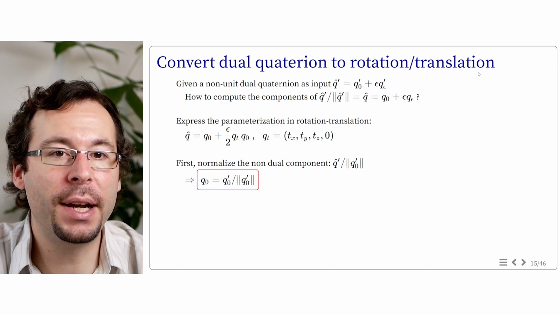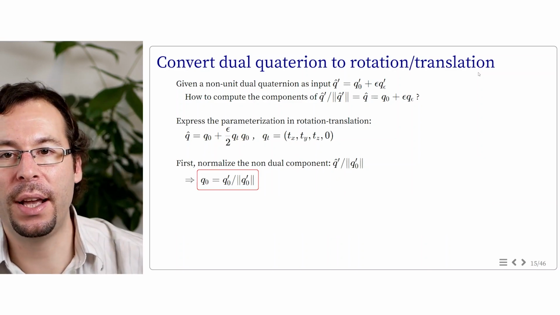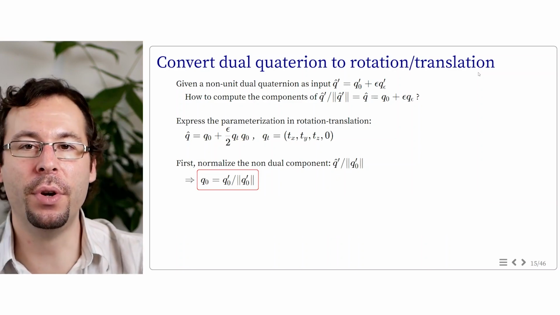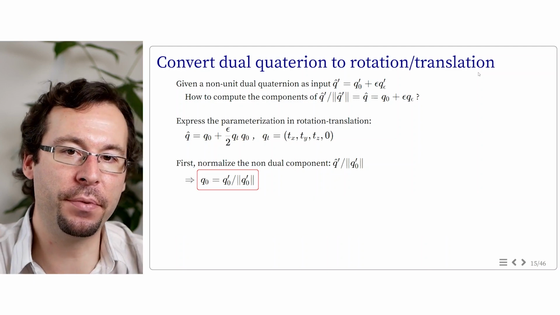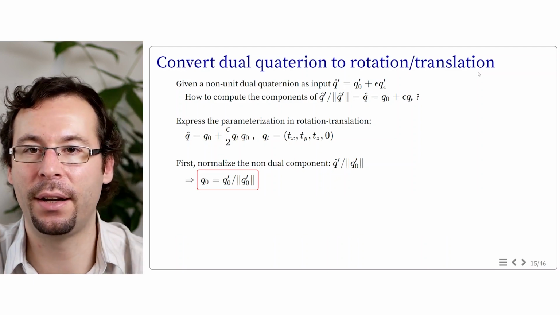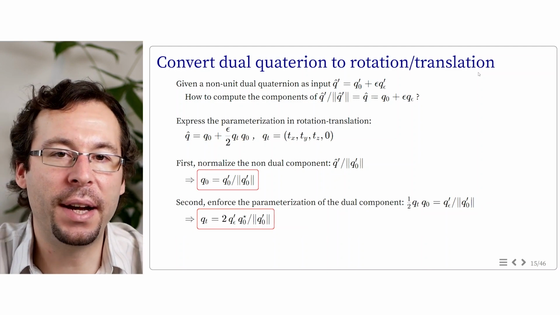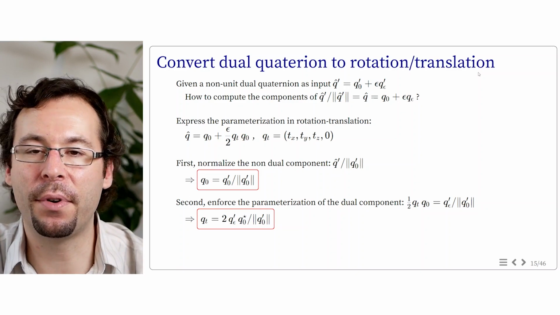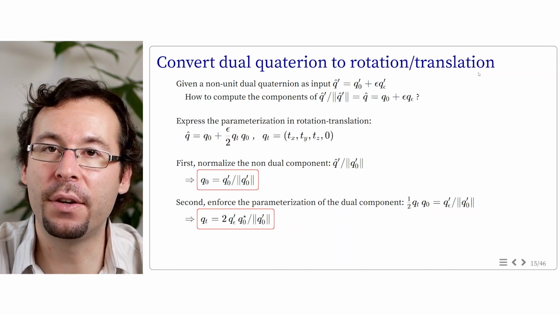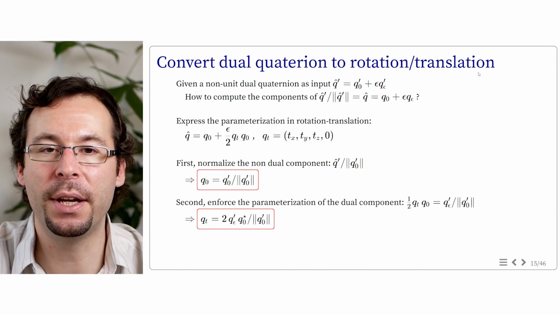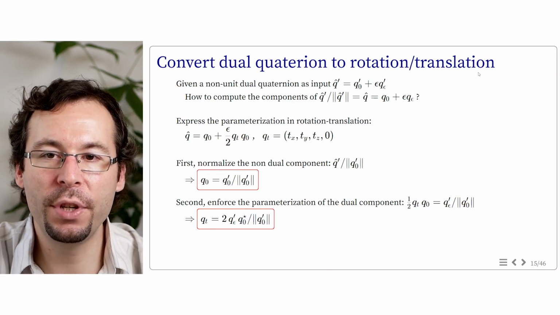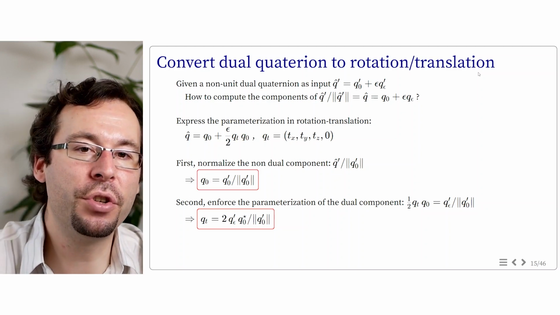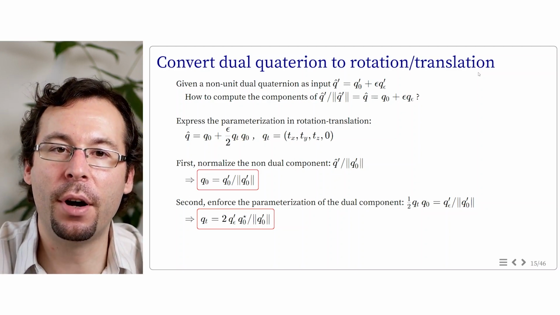The first step is to normalize the non-dual component, and this is the standard normalization in quaternion space. So we can write Q0 equals Q0 prime divided by the norm of Q0 prime, where Q0 is a standard quaternion. And then we identify with the parametrization of the dual component. We have 1/2 of Qt times Q0 that has to be equal to Q epsilon prime divided by the norm of Q0 prime, which means that Qt has to be equal to 2 times Q epsilon prime times the conjugate of Q0 divided by the norm of Q0 prime.